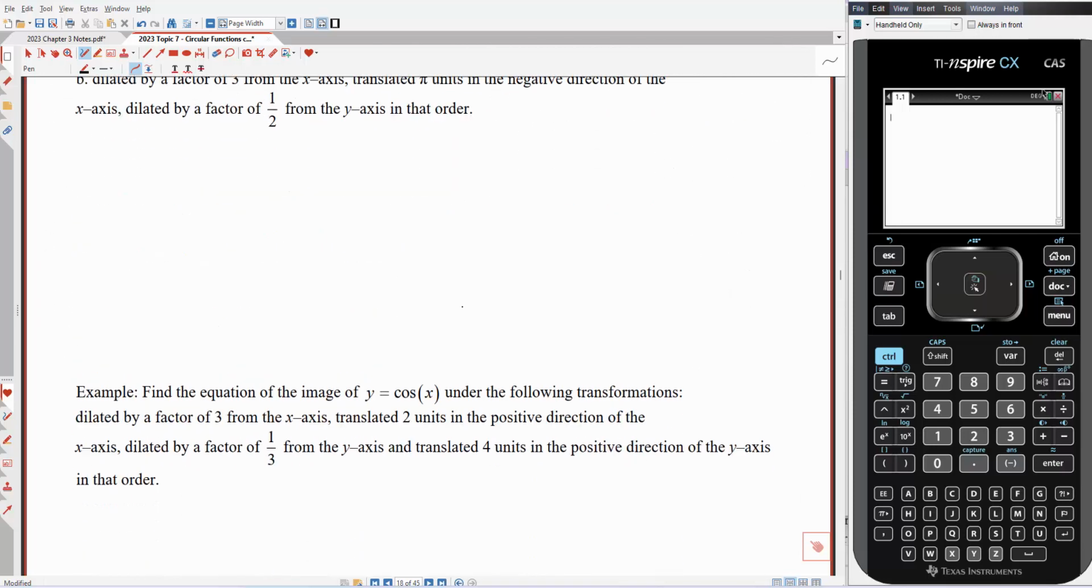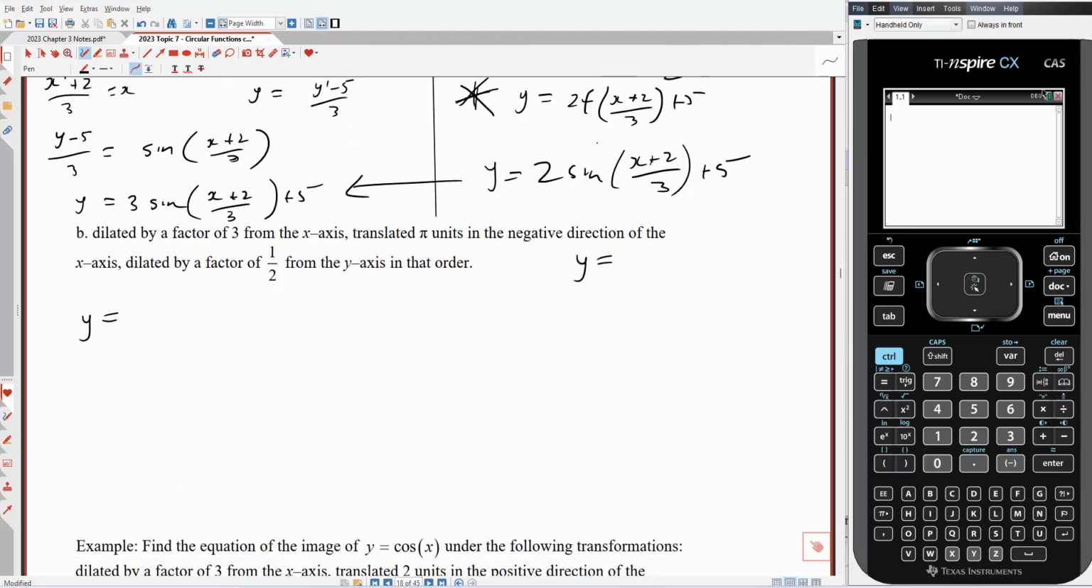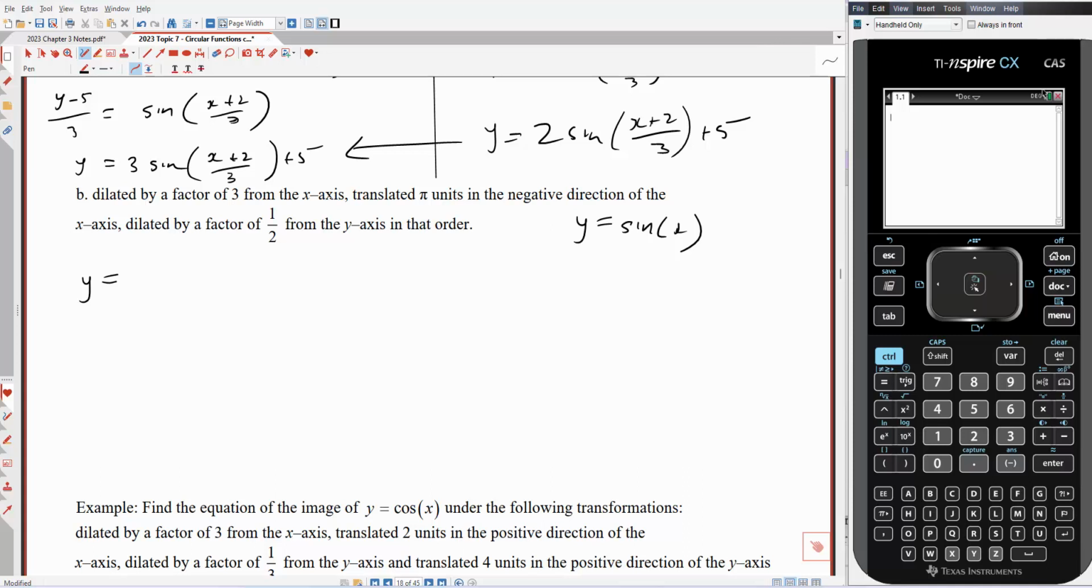Right, let's go to the next one. Dilated by a factor of 3 from the x-axis, translated pi units in the negative direction of the x-axis, dilated by this. Right, so I'm going to do this one via function, even though that last one didn't go particularly well. So the graph was y equals sine x. So we're still operating on that one. Dilated by a factor of 3 from the x-axis, that's 3 f(x), 3 sine x. Translated pi units in the negative direction of the x-axis, so y equals 3 f of x plus pi.